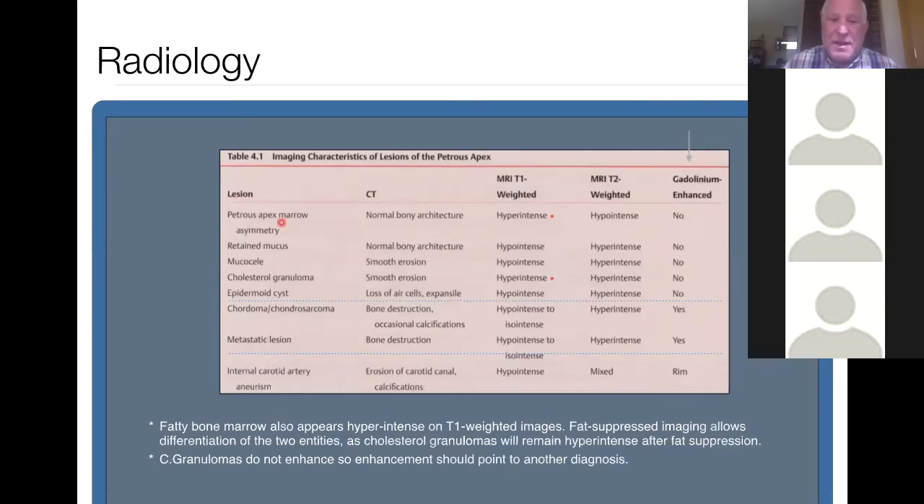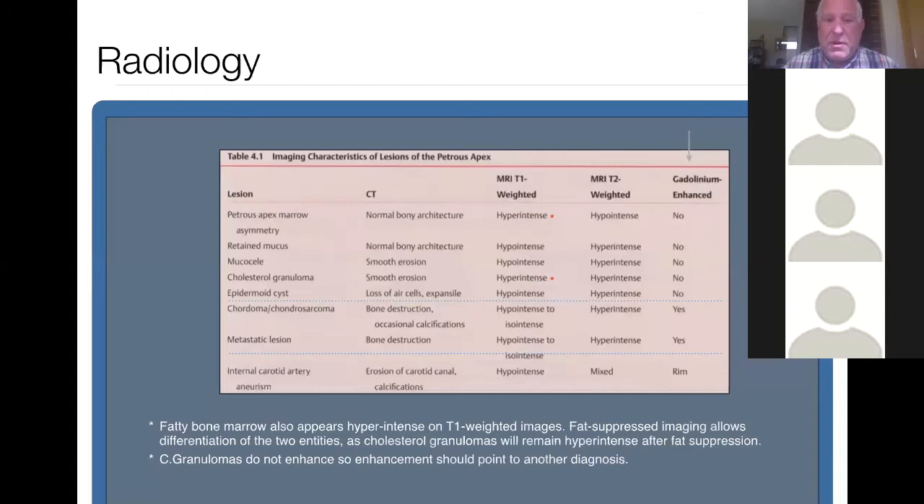You can see that all these benign cystic type lesions do not enhance at all. However, when we come down to metastatic lesions and the number one carcinoma, primary carcinoma of the Petrous Apex, we get enhancement. So anytime you have an MRI which shows enhancement with gadolinium, you have to think of a malignancy. And it's going to be important to differentiate here between Petrous Apex bone marrow and Petrous Apex cholesterol granuloma.